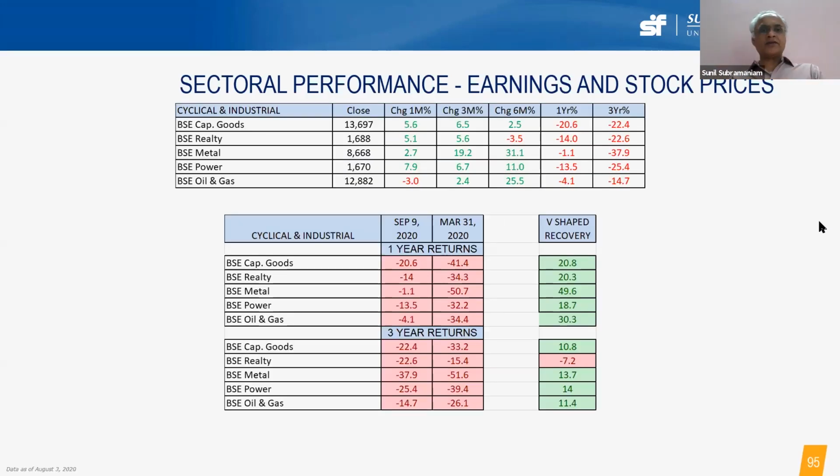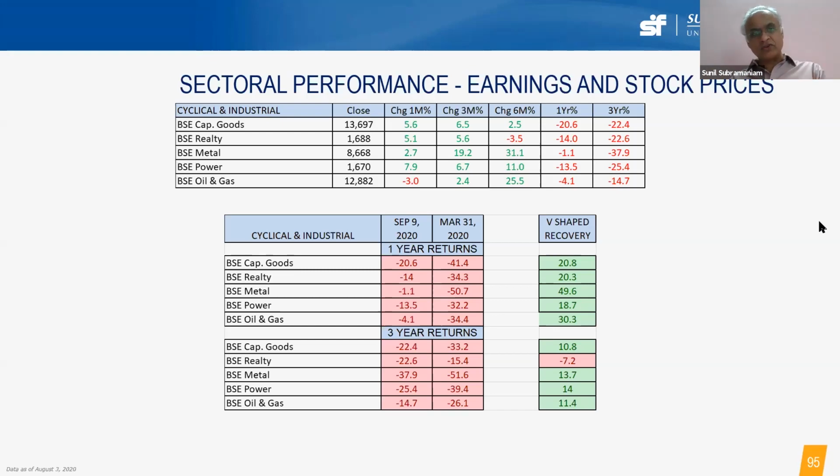Next, we look at the riskiest part of the market, the cyclical and the industrial sectors, where again, except for the oil and gas, you're seeing in the 1 month and 3 month the market has shown a bounce back. In fact, if you look at the V-shaped recovery, all of these cyclical sectors are still showing 1 year negative returns. But they are much less negative than they were in March. That's why we say the V-shaped recovery is positive, except for the realty sector, which continues to be negative. So the point we're trying to make is that the returns are still negative because the situation is still not great, but the market is expecting improvement.